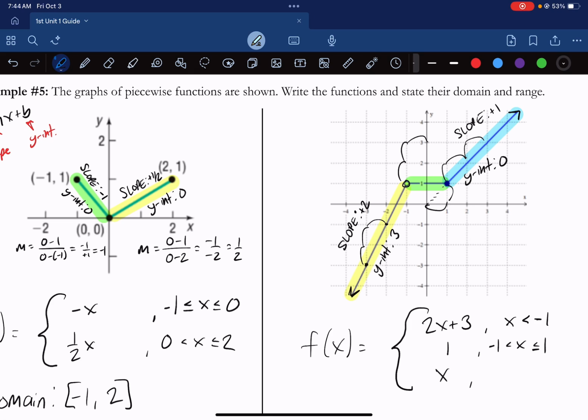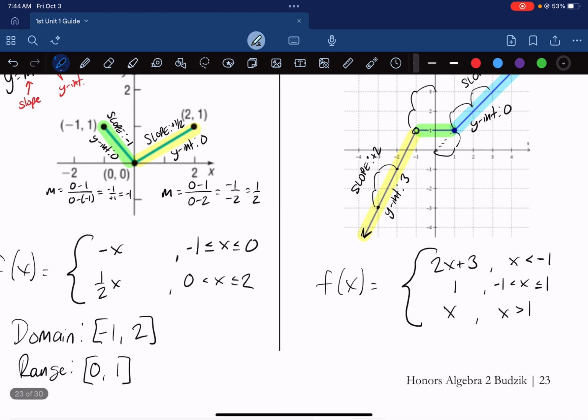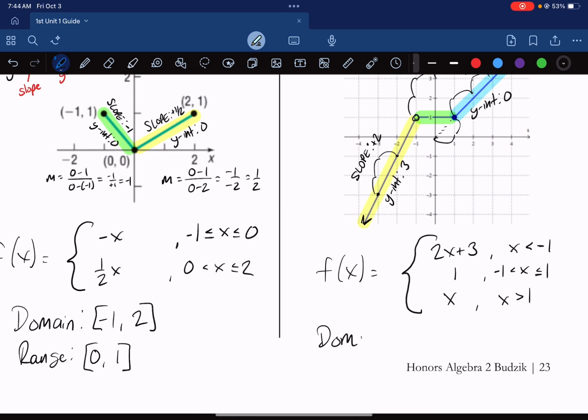And now for its domain, this is for everything that is greater than 1, because we already defined it at 1. And now my domain.